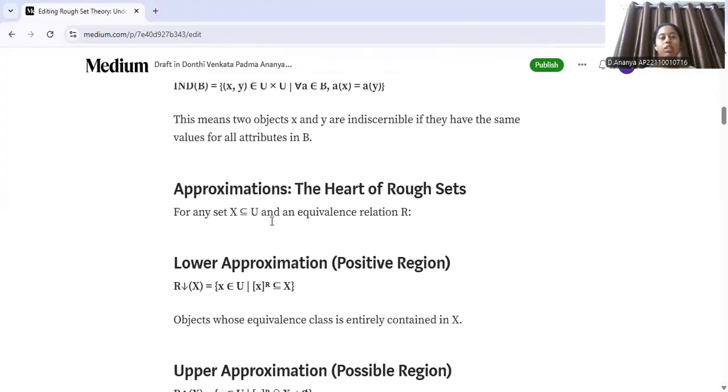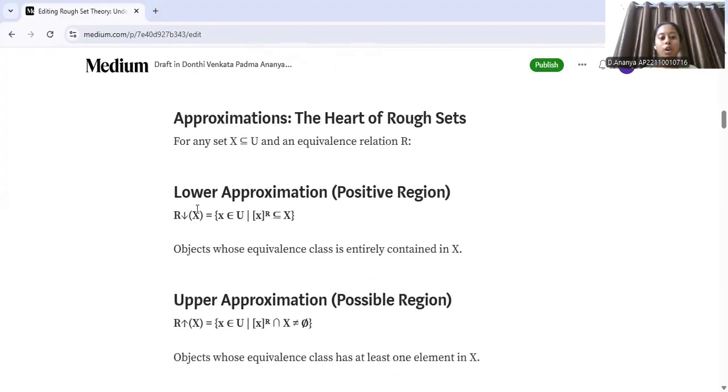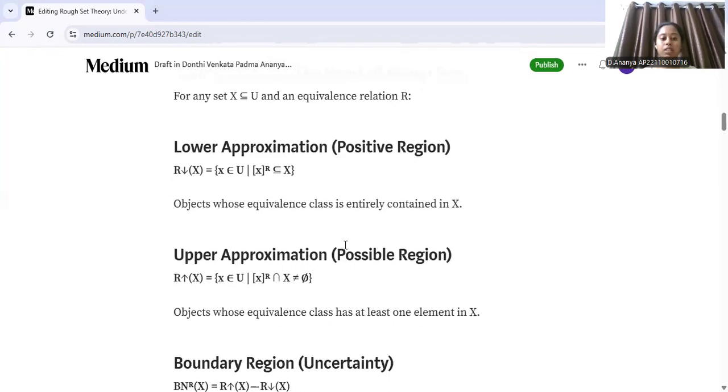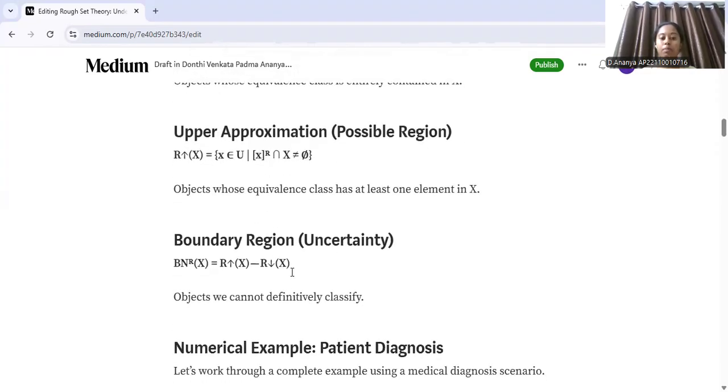And approximations are the heart of rough set theory. The lower approximation is the positive region: objects whose equivalence class is entirely contained in X. For the upper approximation, at least one element should be in X, and then we can keep it in the upper approximation. It is the possible region. The boundary region formula is upper approximation minus lower approximation. These are the objects we cannot definitively classify.